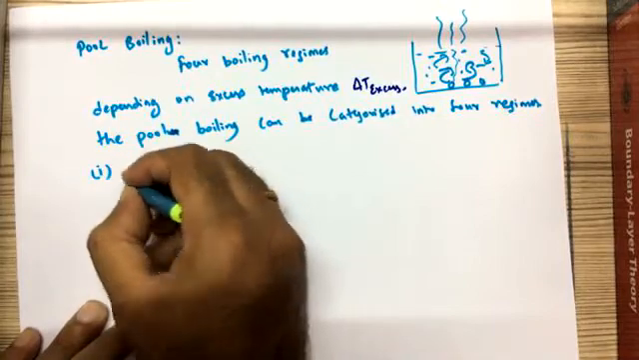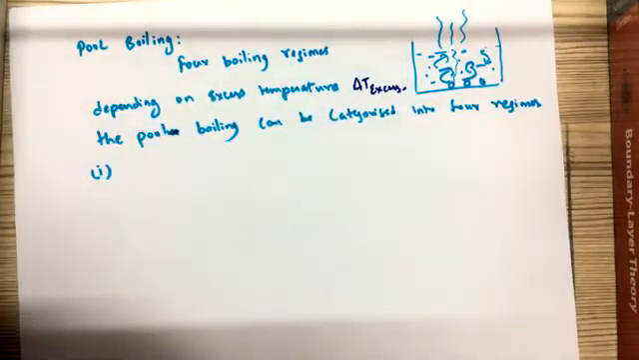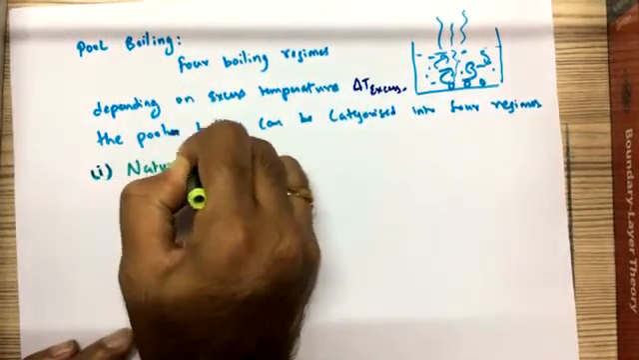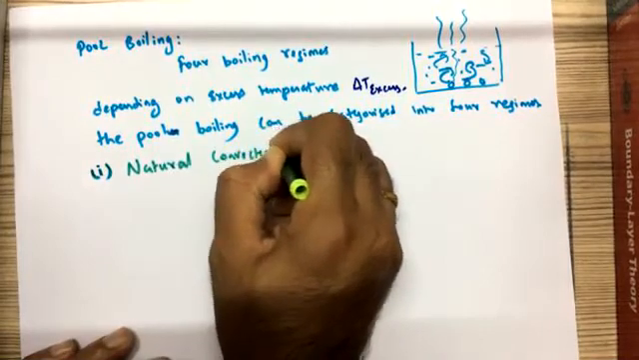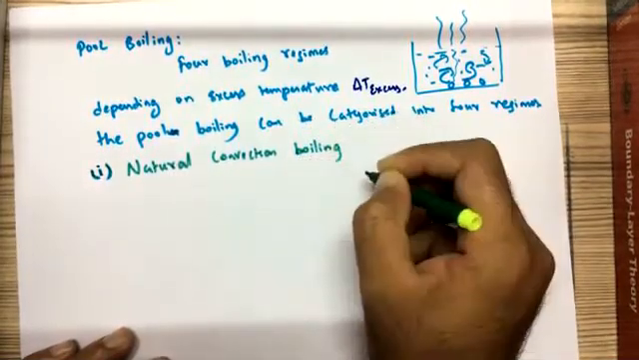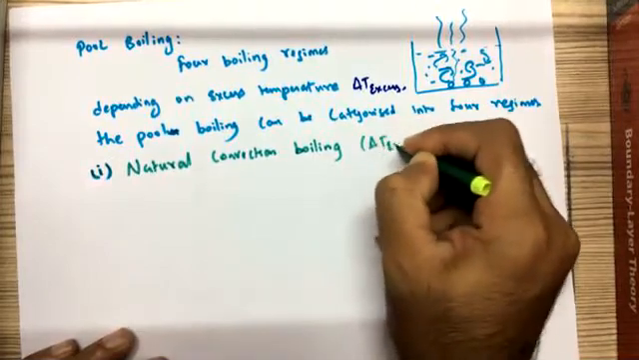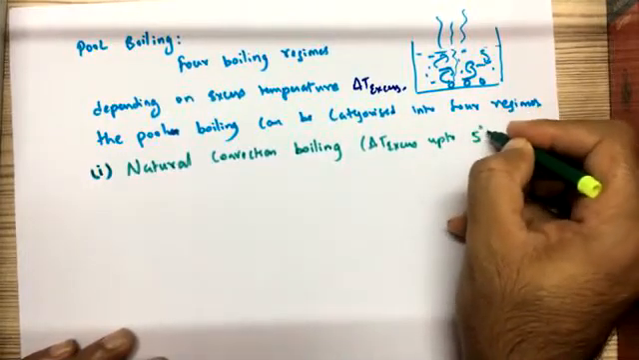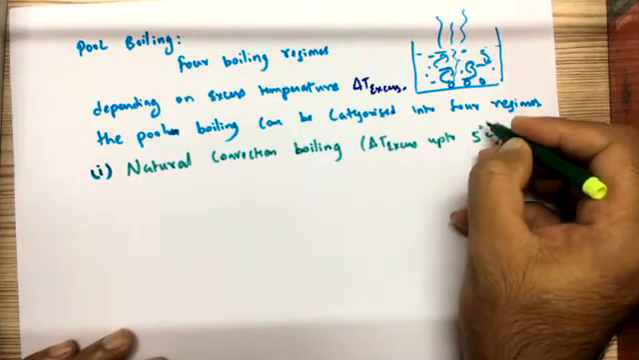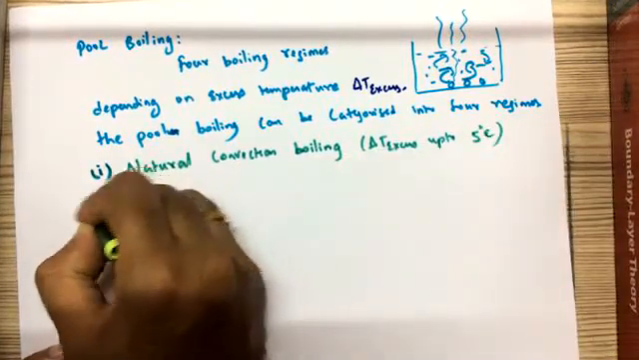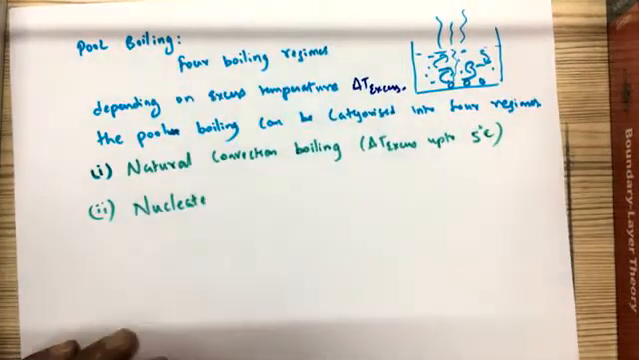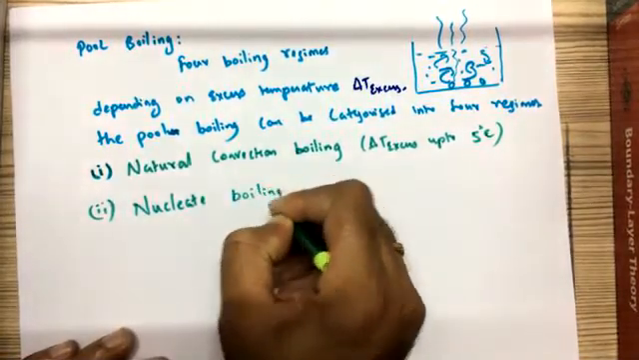One is, I'll write with another pen. So the first one is natural convection boiling, when delta T excess is up to 5 degrees Celsius. Next one, nucleate boiling.